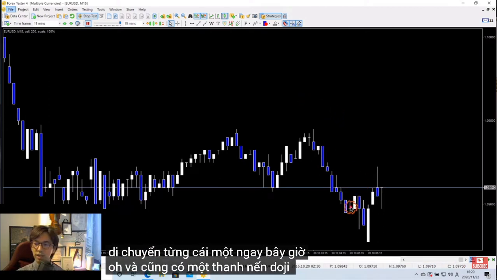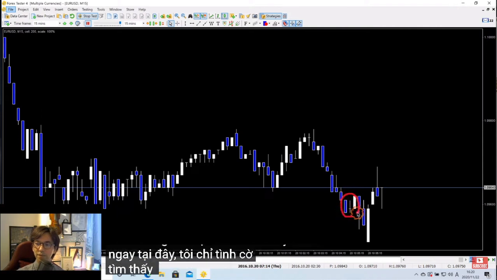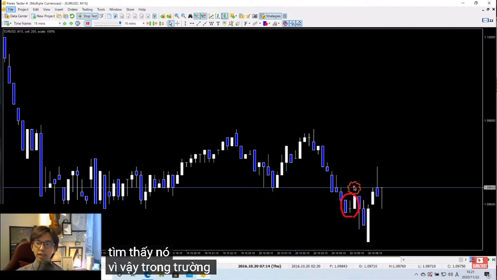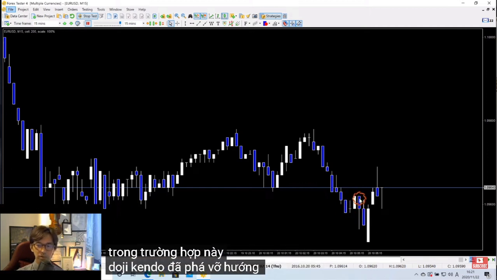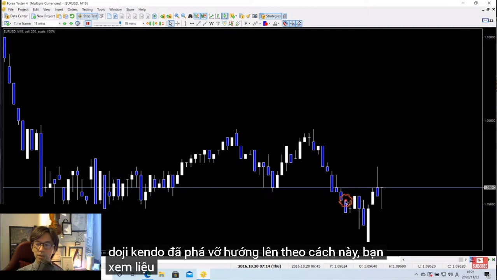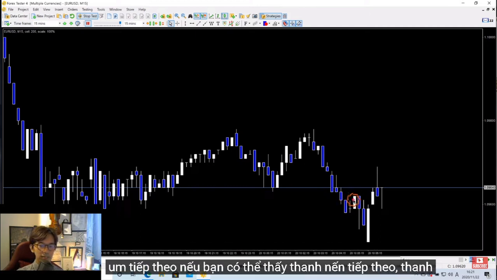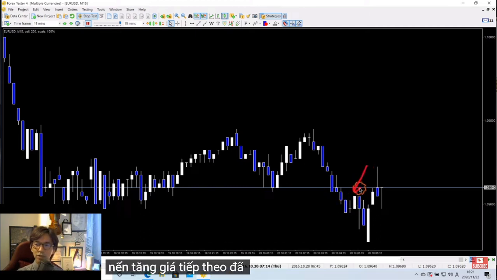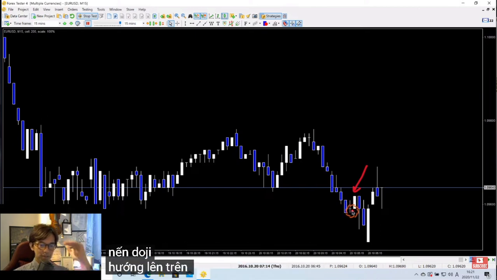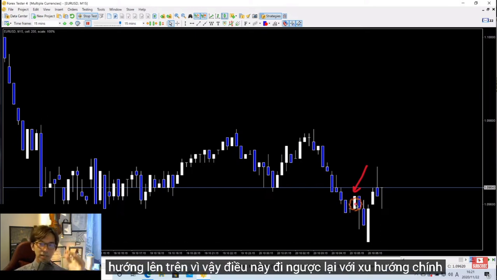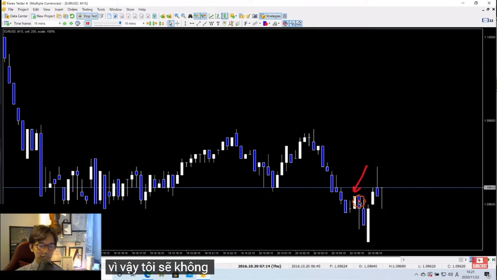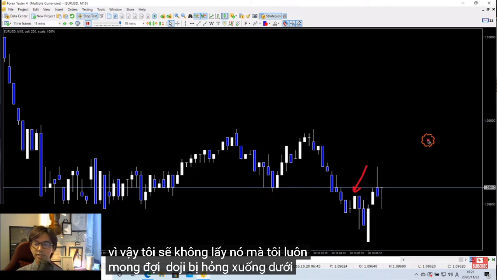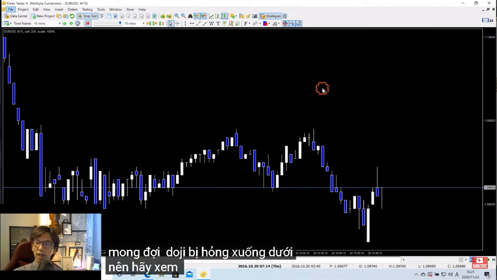Oh, and also there is another doji candlestick right here. I just happened to find it. So in this case, there was a doji, but in this case, doji candle broke upwards this way. You see, if you can see the next candlestick, the bullish candlestick broke the doji candlestick upwards. So this is against the major trend, so I won't take it. I would always expect the doji breaks downwards. So let's see if it happens like this.